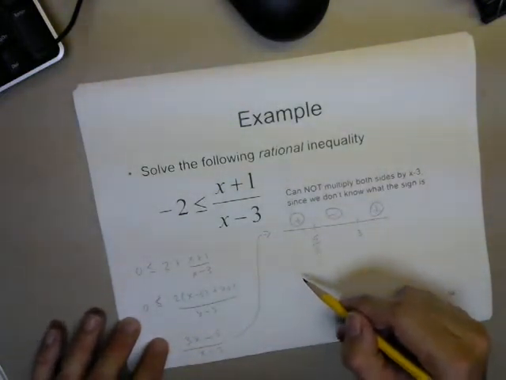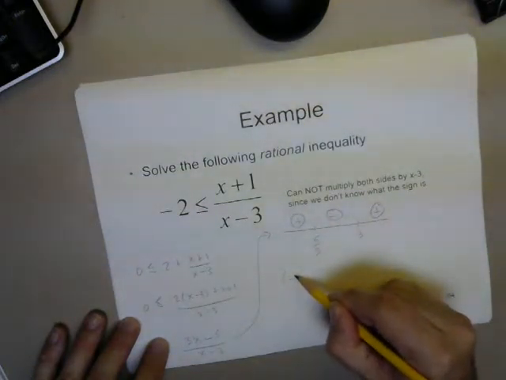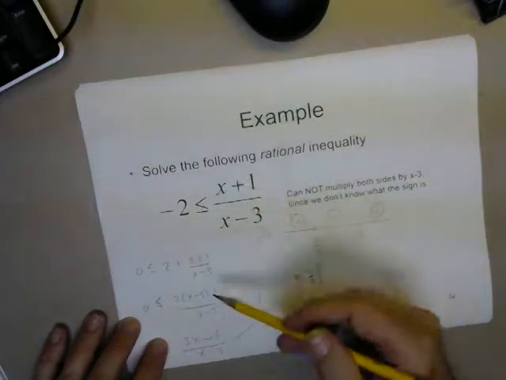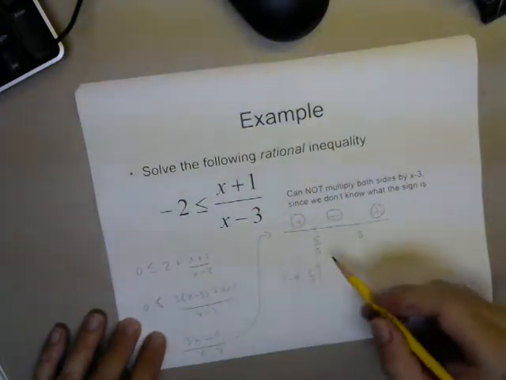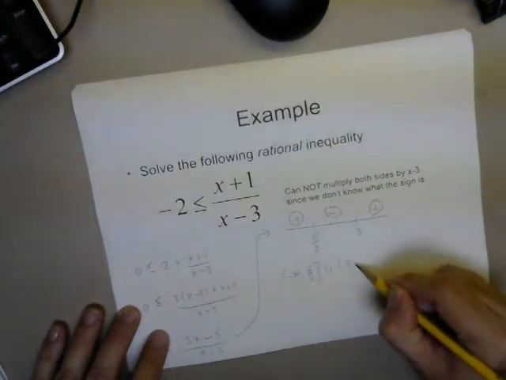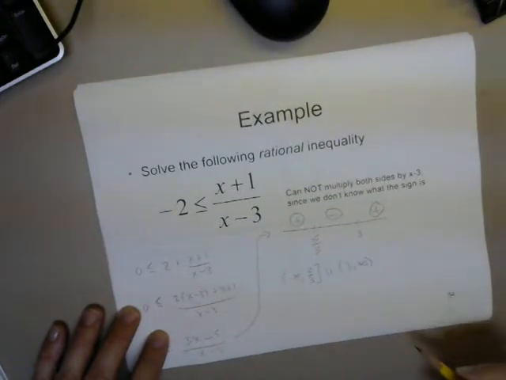So in this case, that would be all the numbers from negative infinity to 5/3, including 5/3, because it does make the function 0. And then also everything from 3 to infinity, but we do not want to include 3 because it's not in the domain.